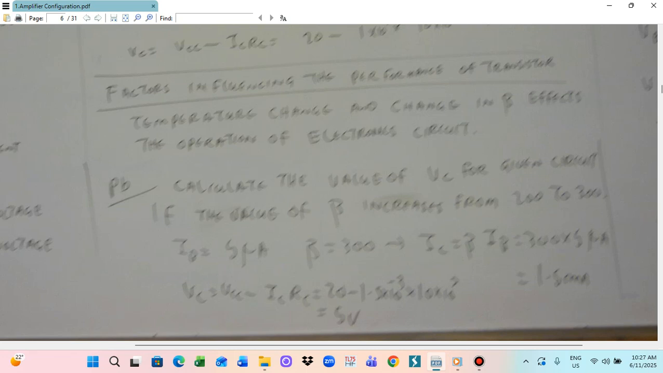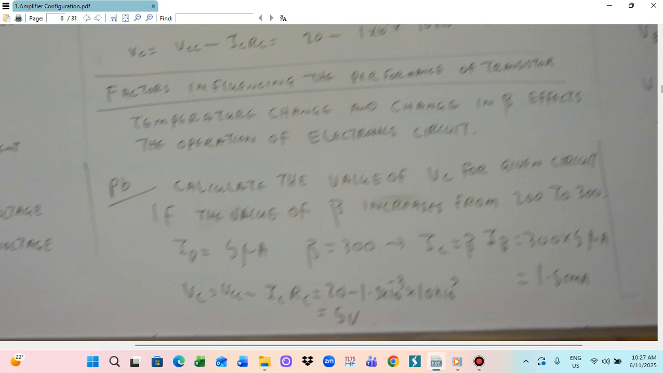VCC minus IC RC. So VCC value is unchanged, 20. IC value is 1/5 into 10 power minus 3, and RC value is not changed, 10 into 10 power 3. So therefore you can calculate the VC. The new VC value will be 5 volt.